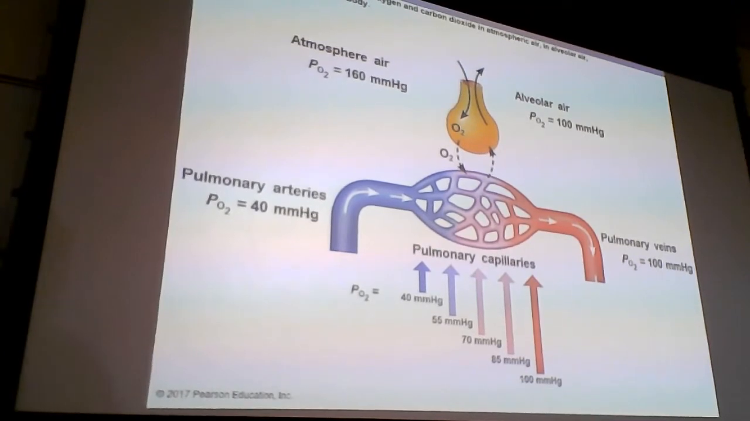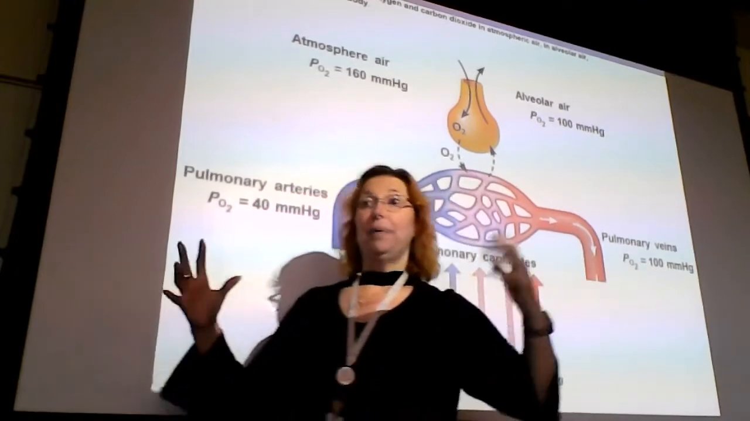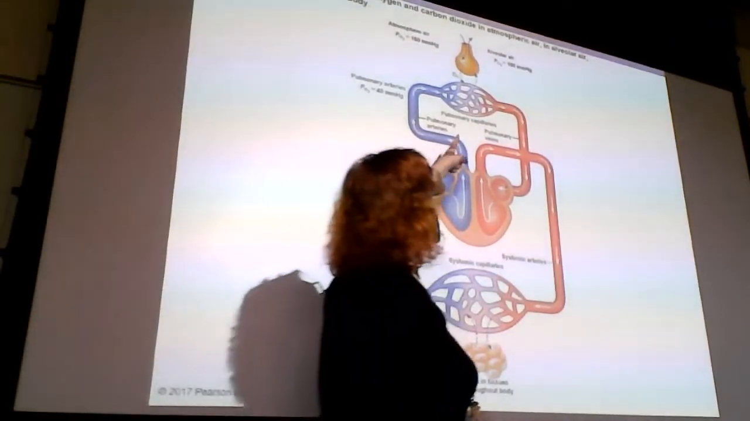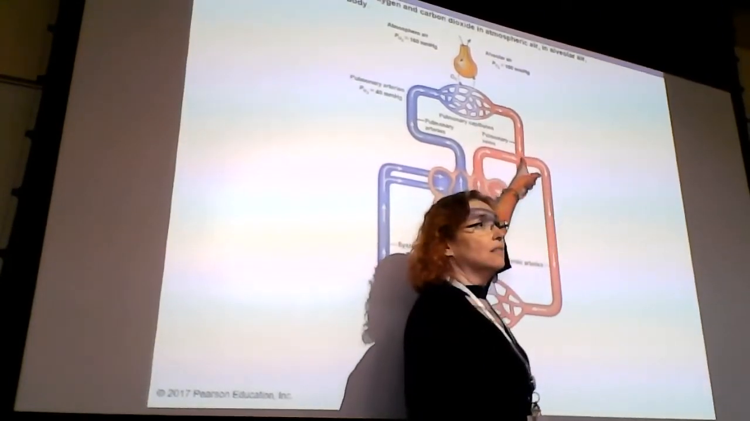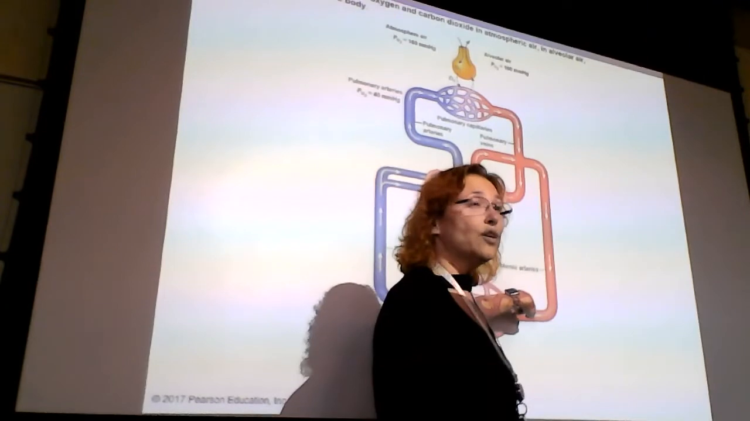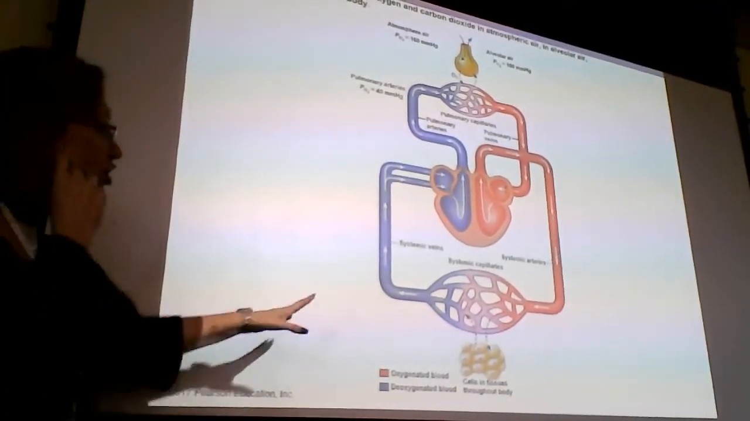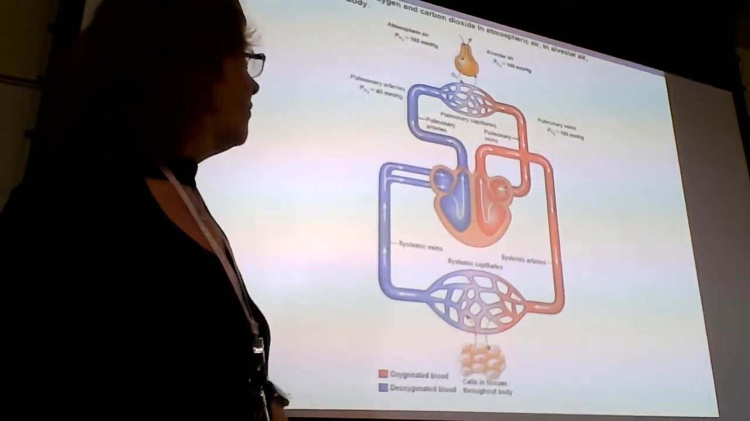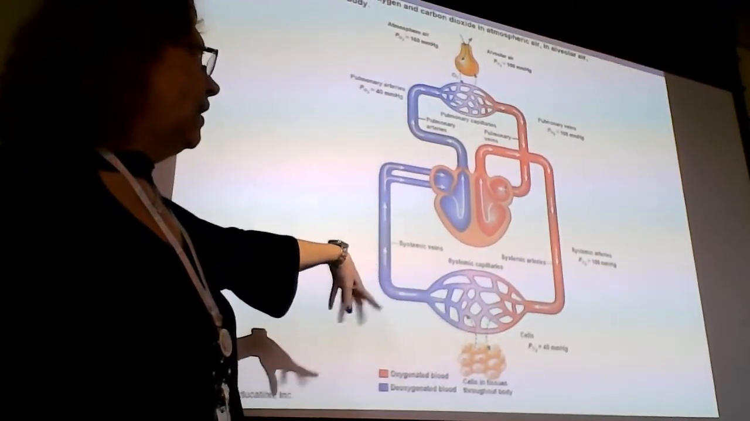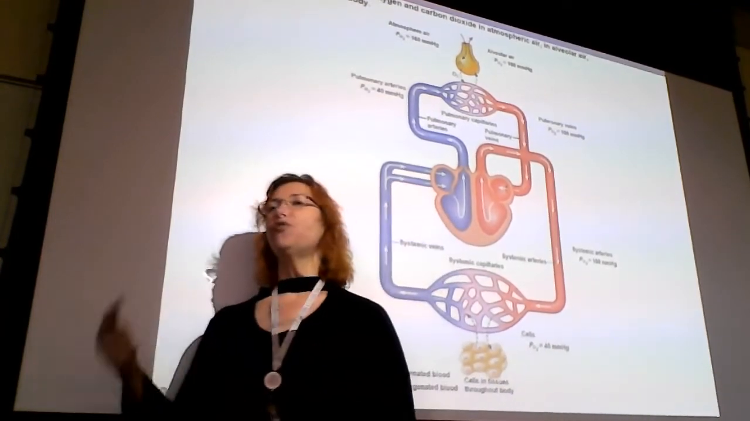Everybody follow that? Okay, so now let's go back to our big picture. So here we're at 100. Here we're at 100 until I get to my systemic capillaries, which are the site of exchange, right? So 100, 100. Now I'm going to get down here to the cells, and the PO2 in the cells is 40.